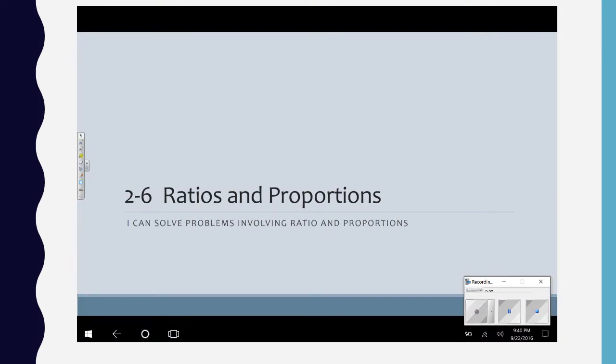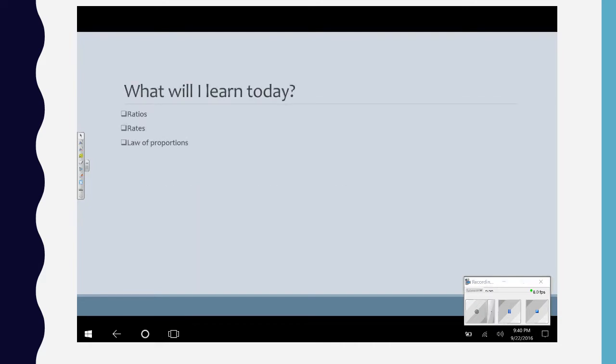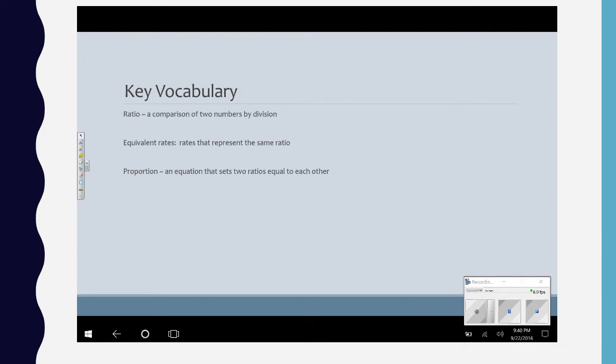Today we're going to talk about ratios and proportions. You worked a lot with them last year, but we're going to take them a little bit further with algebraic proportions this year. So we're going to talk about ratios, rates, and then the law of proportions. So a ratio is just a comparison of two numbers by division. In other words, a fraction.